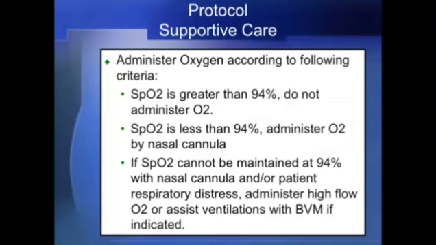Next is oxygen administration. This is going to be based on your SpO2 or your pulse ox information. If the SpO2 is greater than 94%, we do not need to administer oxygen to these patients. However, if it is less than 94%, you should begin administering oxygen with a nasal cannula. If you're unable to maintain 94% oxygen saturation, or if the patient is in respiratory distress, then proceed to either high flow O2 with a non-rebreather or assisted ventilations with a bag valve mask if it's indicated.